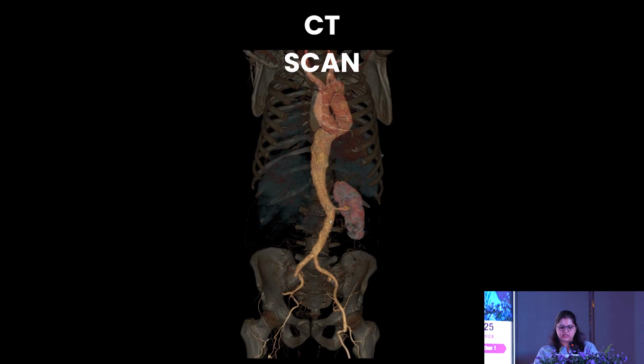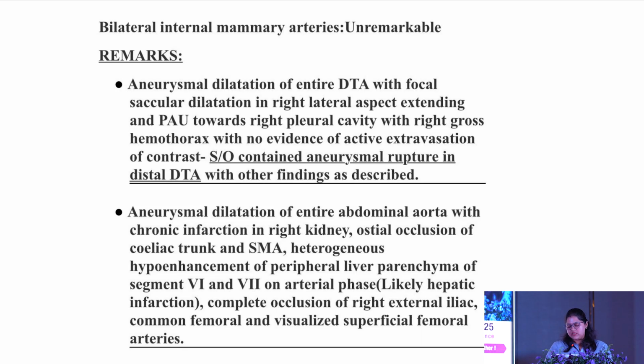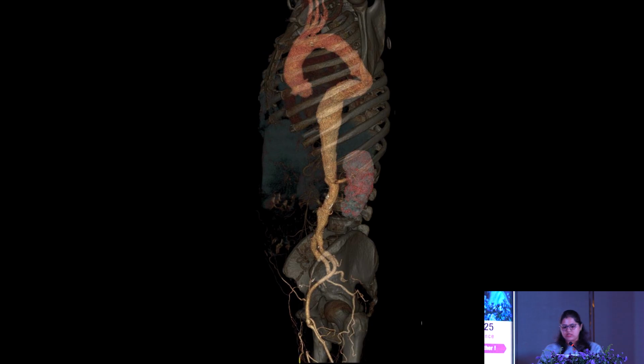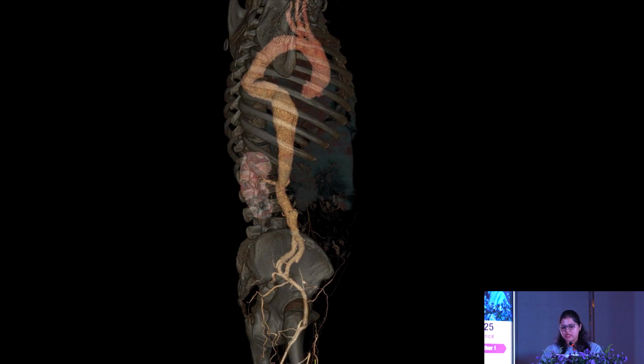Here there is the CT scan. In the CT scan, it is suggestive of dilatation of the distal descending thoracic aorta with contained rupture, concealed rupture. Meanwhile, there are a few proximal celiac artery occlusions. Here we can notice aneurysmal dilatation of the abdominal aorta and descending thoracic aorta.